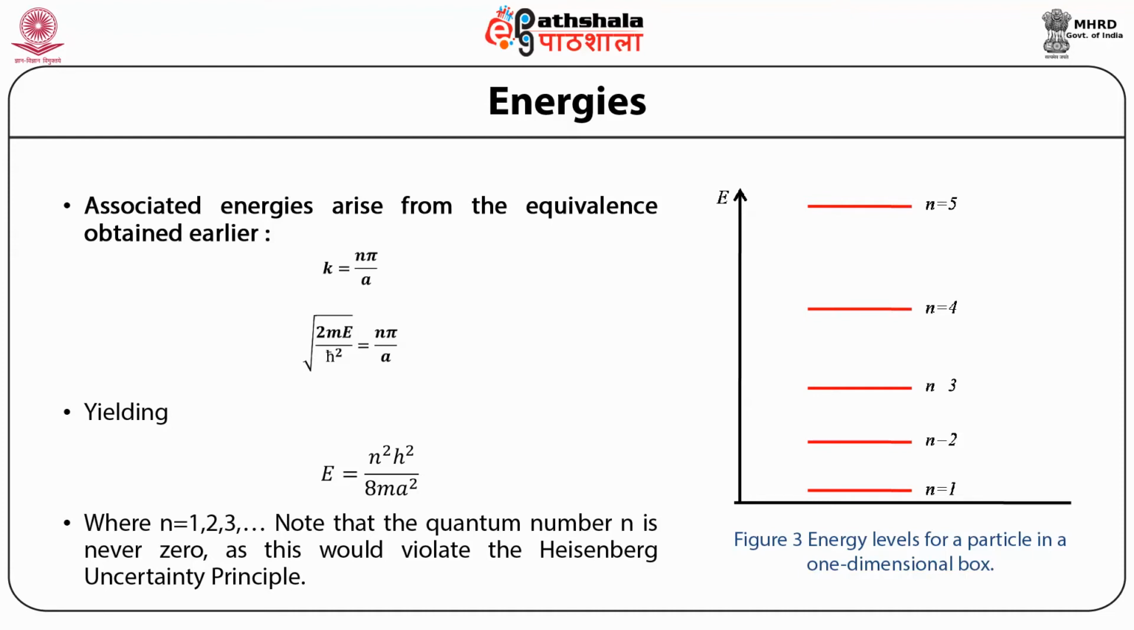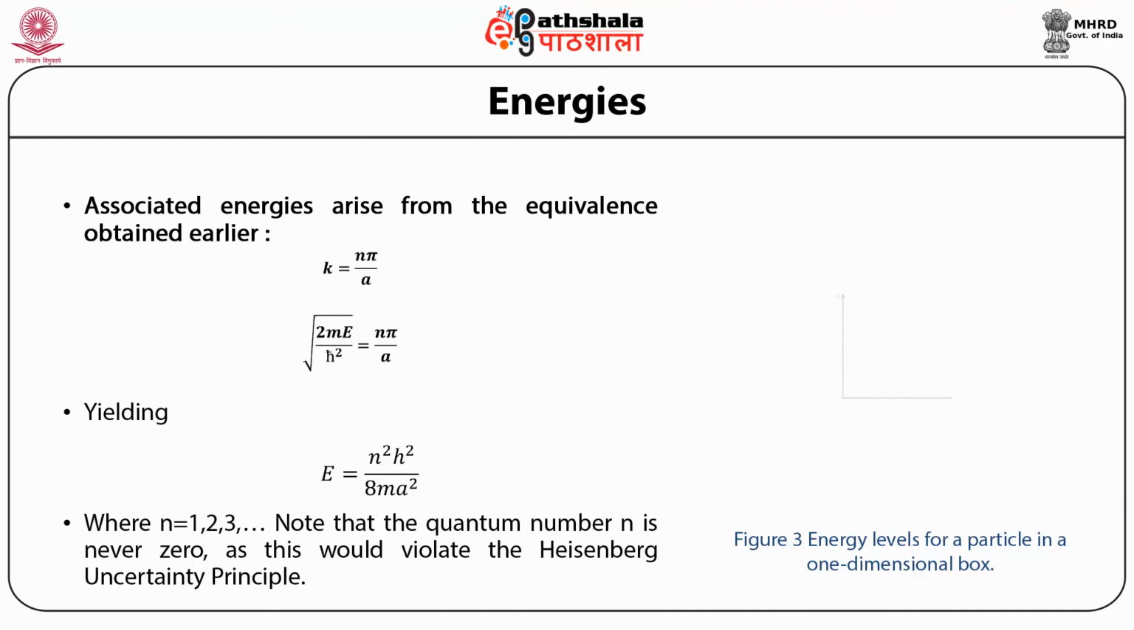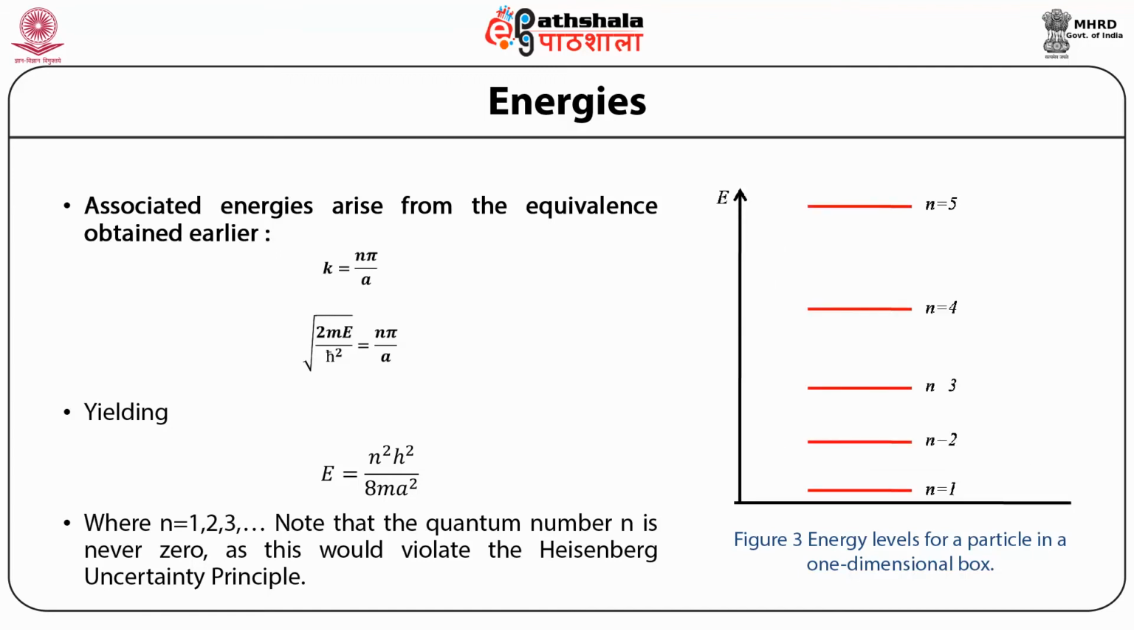Now note that the quantum number n is never 0, as this would violate the Heisenberg uncertainty principle. So students, this figure shows the first 5 energy levels of the particle in a box along with their corresponding quantum numbers. Note the absence of degeneracies, that is, multiple levels having the same energy, in the one-dimensional box energy levels. Apparently, the states are more closely spaced together at lower energies but become more distant as n increases.